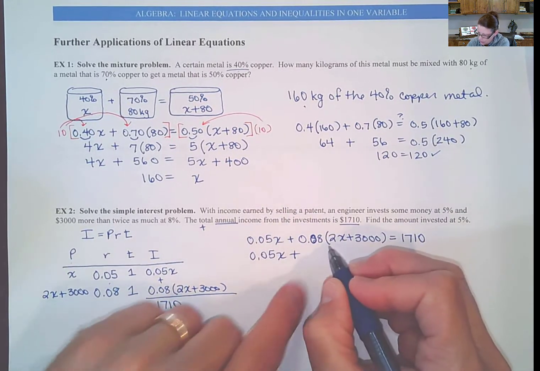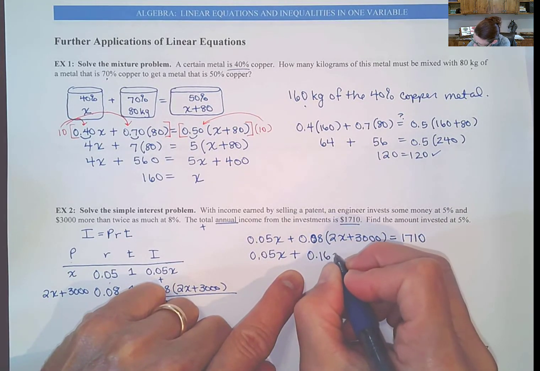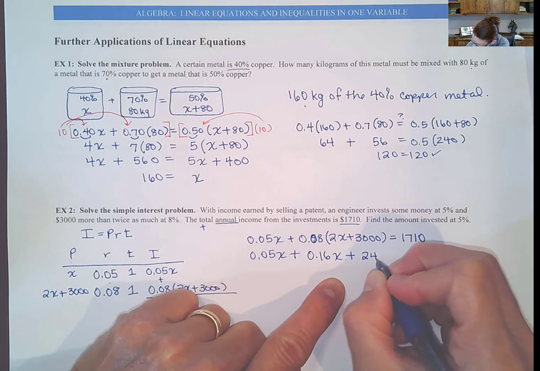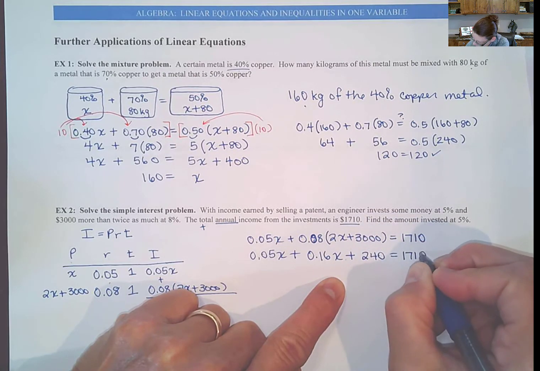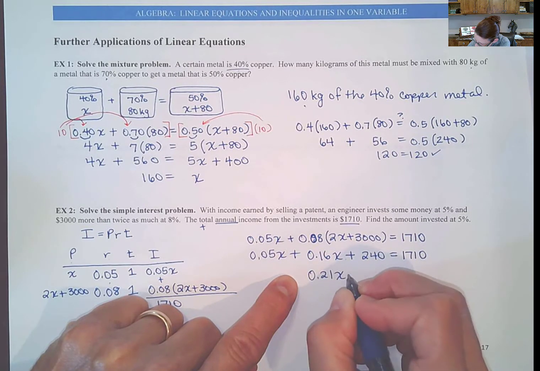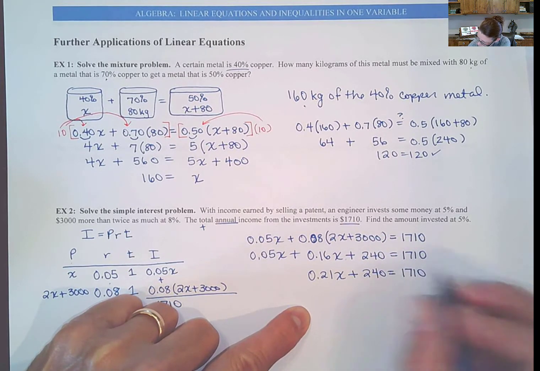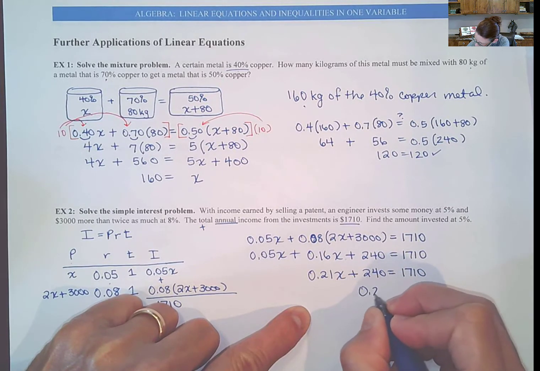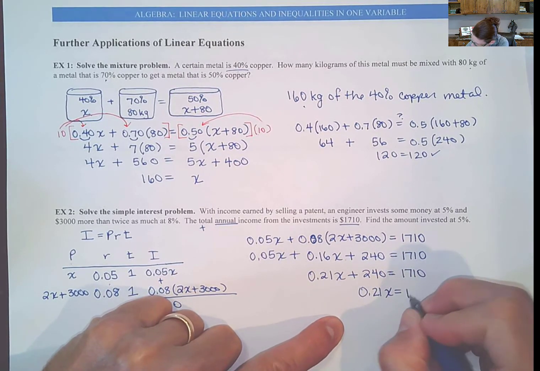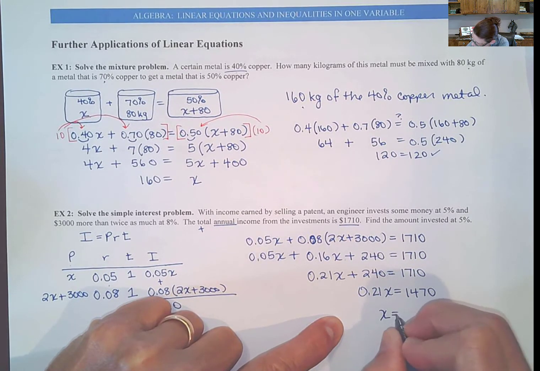0.05x plus, as we distribute 0.08, 0.08 times 2x is 0.16x. 0.08 times 3,000 is 240. Combine our like terms. 5 and 16 is 21. That's 0.21x plus 240 is equal to 1,710. Let's subtract 240. 1,710 minus 240 is 1,470. And divide that by 0.21 and you'll get 7,000.